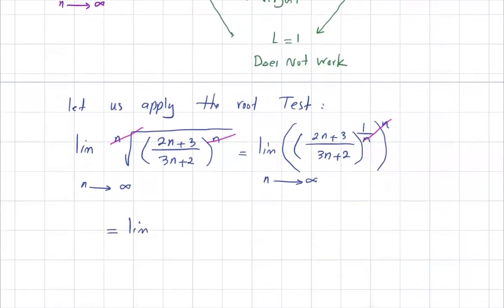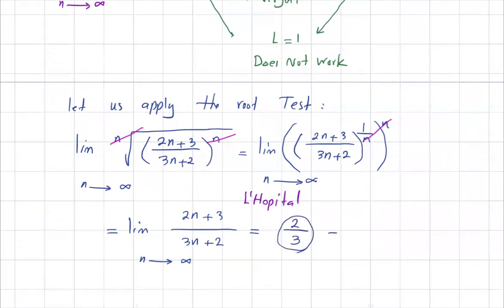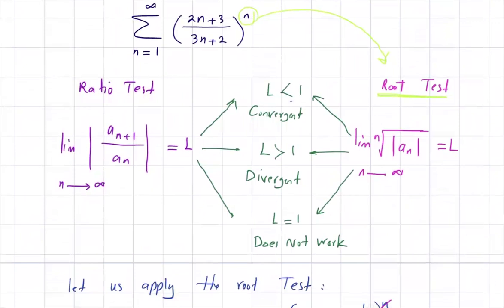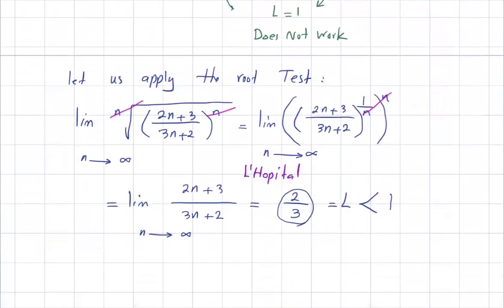You have the limit of (2n + 3)/(3n + 2) as n goes to infinity. You can apply L'Hopital's rule here. Why not? You get infinity over infinity, so you end up with 2/3. This is your L. L is less than 1, so based on the root test, the series is absolutely convergent, and it indeed is convergent.